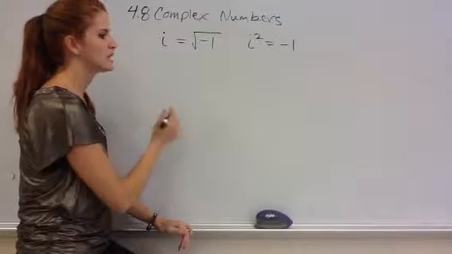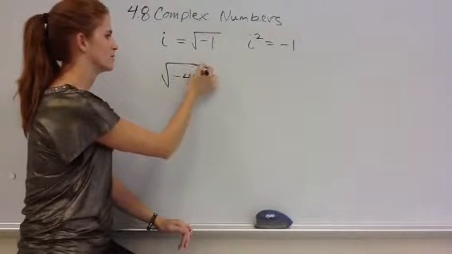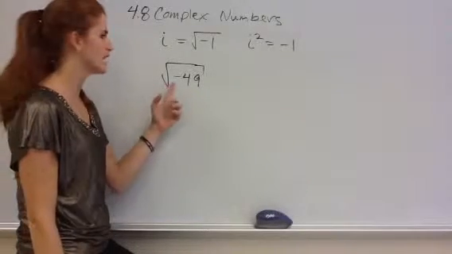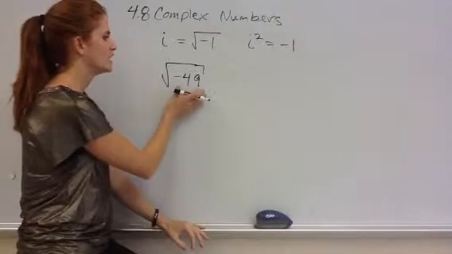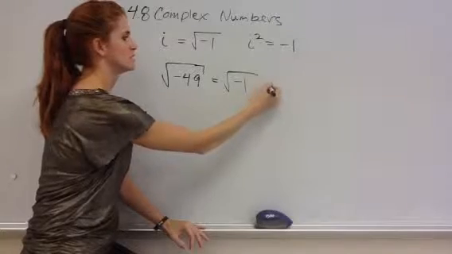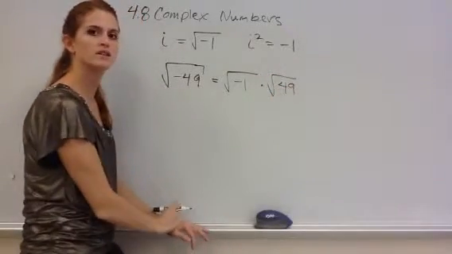Now what we want to do with this is we now want to evaluate this one. This is a positive square root, and underneath my square root is a -49. What we want to do is evaluate. So this can be written as a -1 times a 49. This is how we break down radicals.